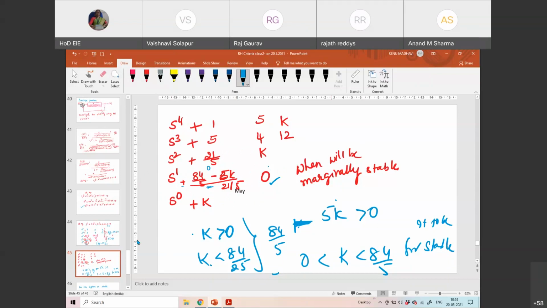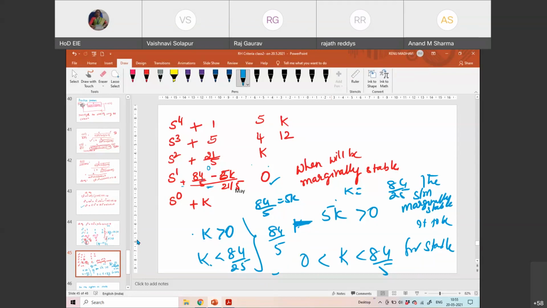I can say that when 84 by 5 is equal to 5k, so 5k is equal to 84 by 5. This is also 84 by 5, this is also 84 by 5. 84 by 5 minus 84 by 5 is equal to 0. Then this is 0 and 0. So when k is equal to 84 by 25, the system is marginally stable. Why do I say it is marginally stable? Because when I make k equal to 84 by 25, that particular entire row is made 0. That is one thing. As you said, k must be 0.